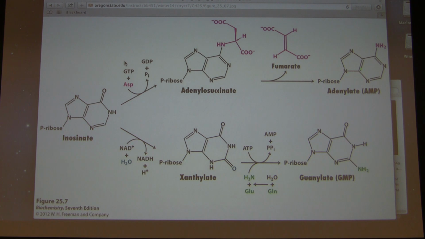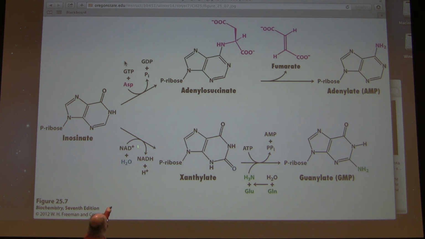Now, if it goes on the top path to make AMP, look what happens. There is GTP, there's aspartic acid coming in again. Here is fumarate coming out again. And what we see is that energy for making AMP is coming from GTP. If we look at the pathway down the bottom, we see that energy for making GMP comes from ATP. Talk about balance. A lot of ATP and little GMP is going to favor the synthesis of GMP. A lot of GTP and little AMP is going to favor the synthesis of AMP.